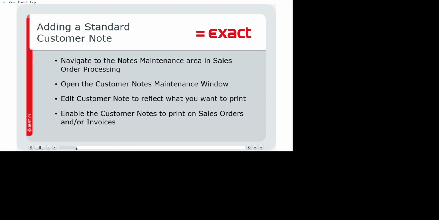Standard customer notes can be enabled to print on any sales orders and invoices placed for the customer that the note pertains to. Adding a note is easy. You simply need to navigate to the Notes Maintenance area from the Activity menu in the Sales Order Processing module. Then you'll choose the customer to enter the note for, enter the appropriate wording for the note, and save it. Standard customer notes can be either enabled or disabled to print on both the sales orders and the invoices in Max.